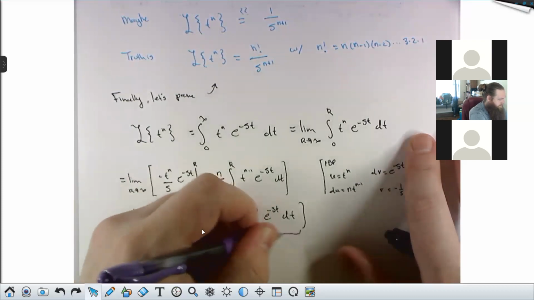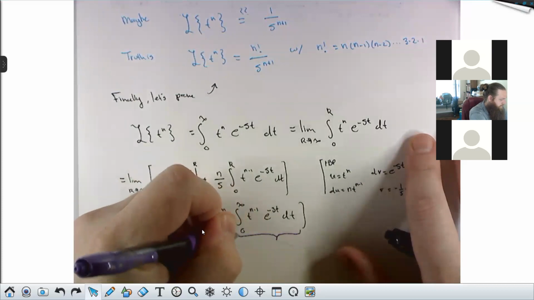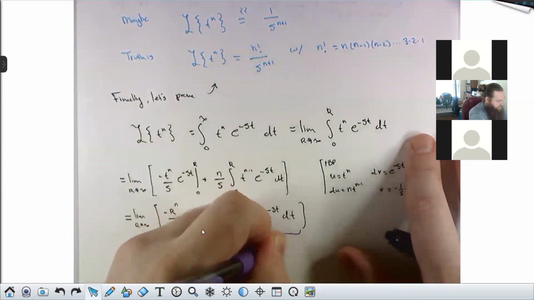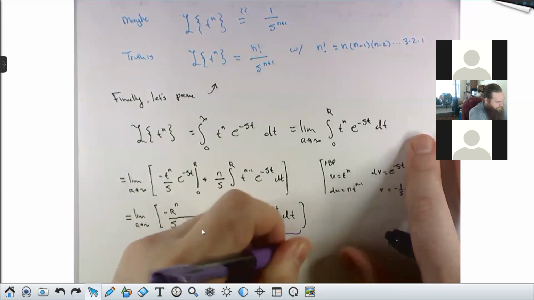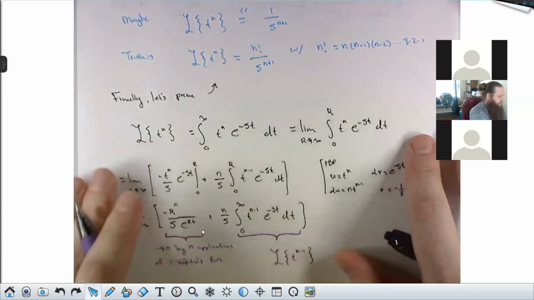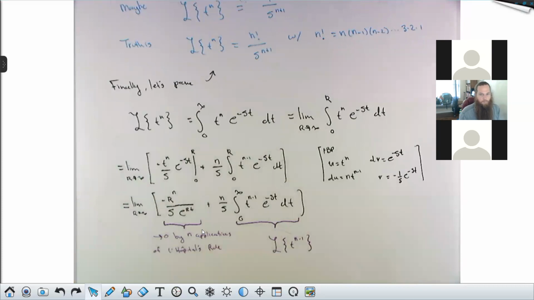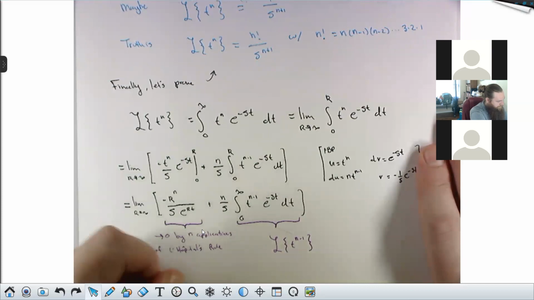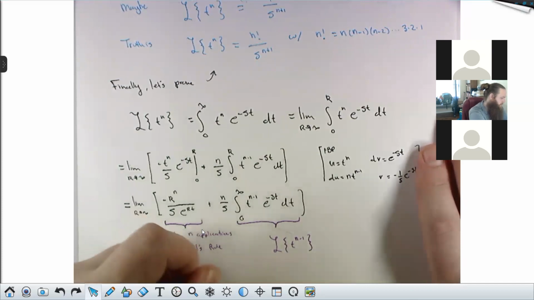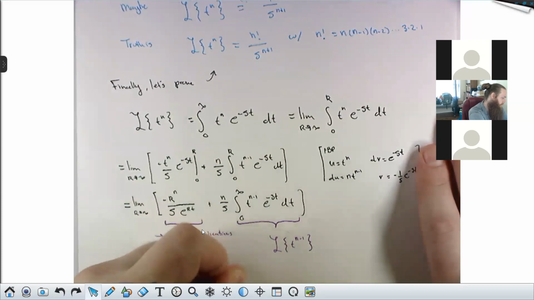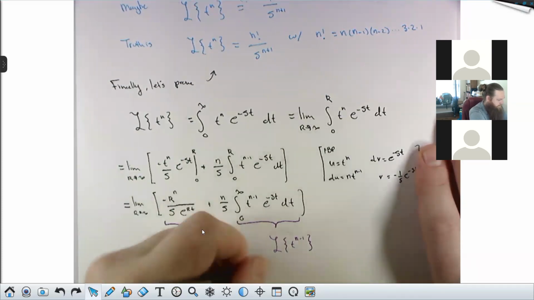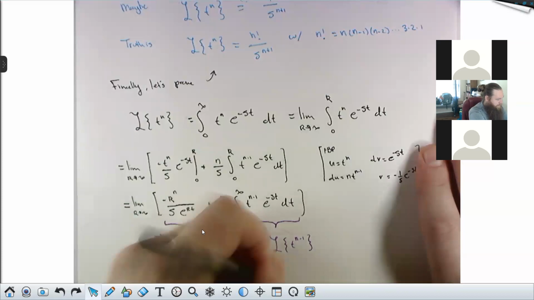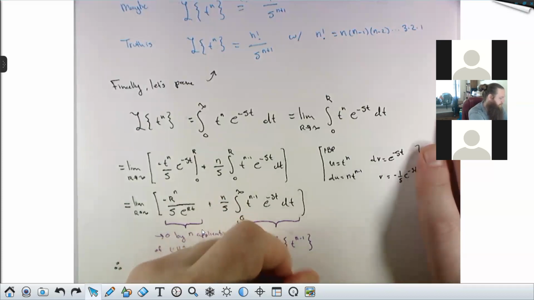And this is the Laplace transform of t to the n minus 1. So the Laplace transform of t to the n is equal to n over s times the Laplace transform of t to the n minus 1.